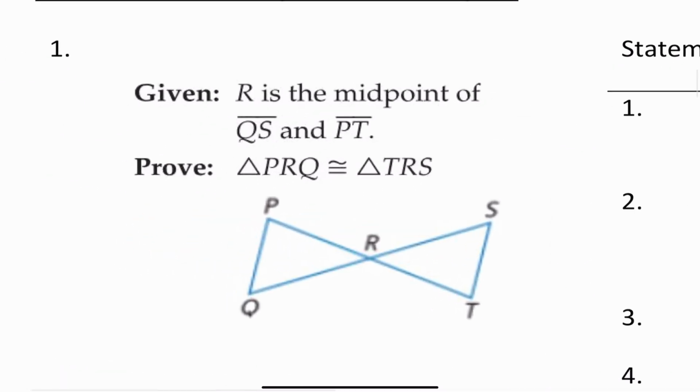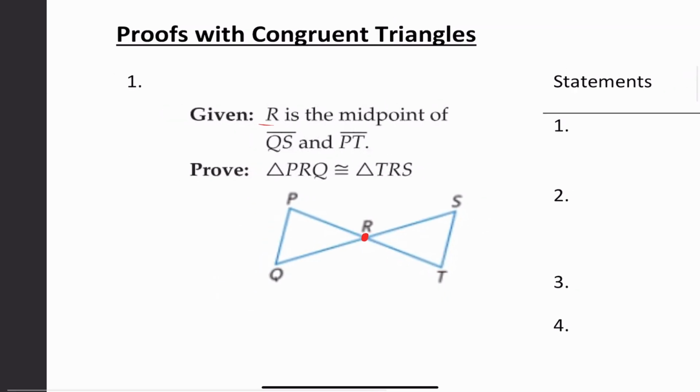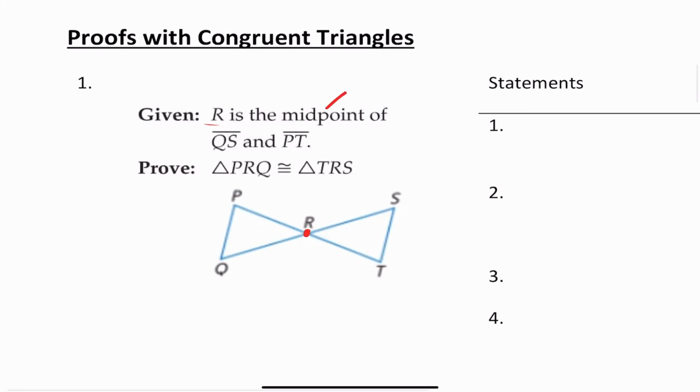Looking at this, it says, given that R is the midpoint of segment QS and segment PT. So here, I'm going to put a dot on R, since R is the midpoint. Now, if R is the midpoint, y'all, what does the midpoint do to segment QS? Here's segment QS. It's going to split the segment into 2 congruent parts, right? So that means that this segment and this segment have to be congruent to each other, okay?